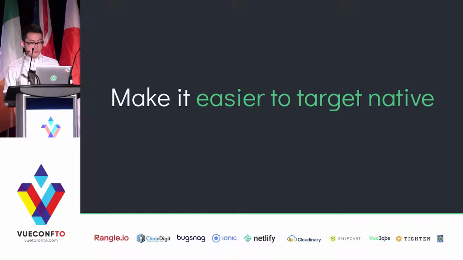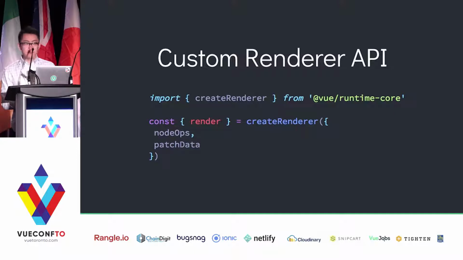And, okay, make it easier to target native. So this is the custom render API that we're going to ship in the new runtime. When you import the create render function, you just give it the minimum arguments: node ops and patch data. Node ops are just a bunch of functions like append child, insert before, remove child, typical DOM operations that you can think of. They are pretty much just bridges to the actual DOM API calls.